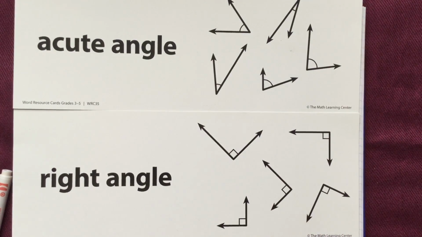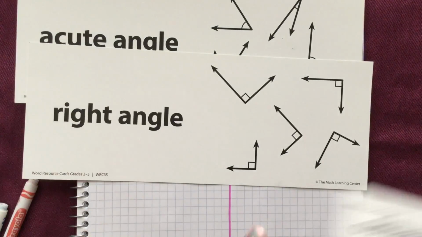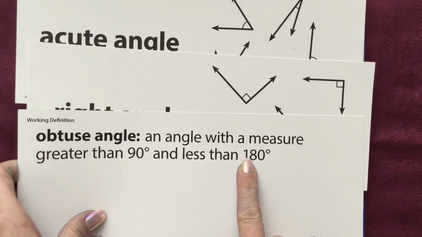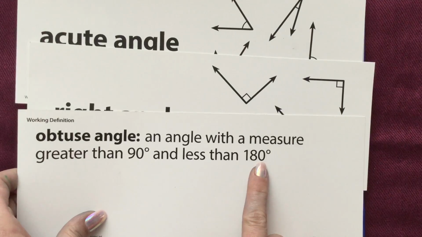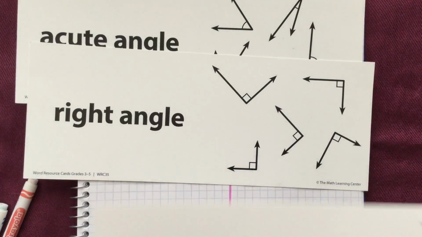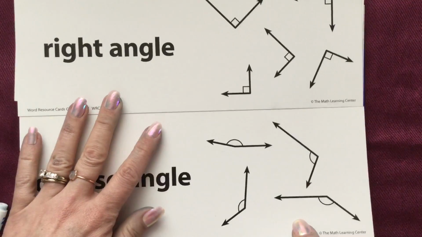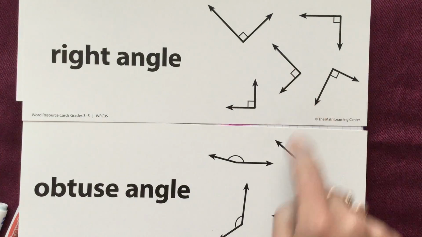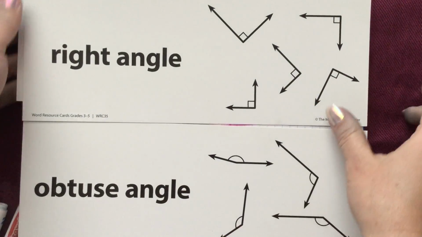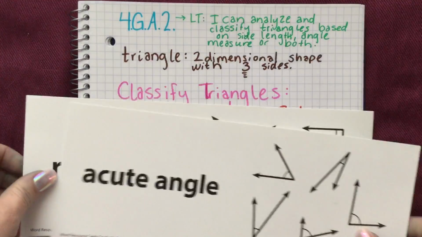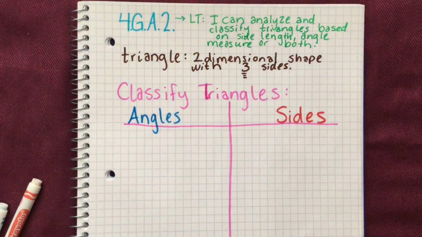That brings us to obtuse angles. Obtuse angles are a measure greater than 90 and less than 180. So it's not quite a flat line, a straight angle, which is 180 degrees, but it's greater than 90. So let's look at those and compare those to the right angles as well. You can see they're wider and spread further apart than these right angles. So acute angles, right angles, and obtuse angles, what do those have to do with triangles?